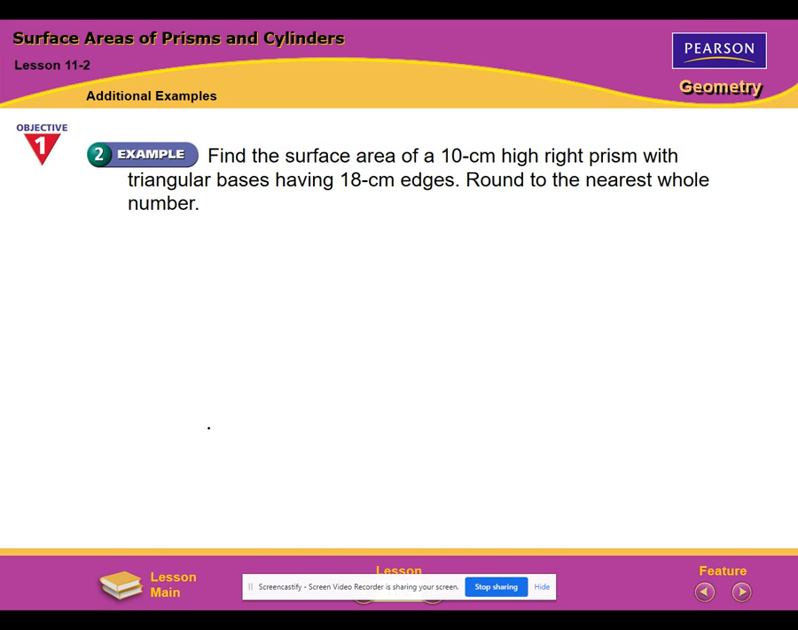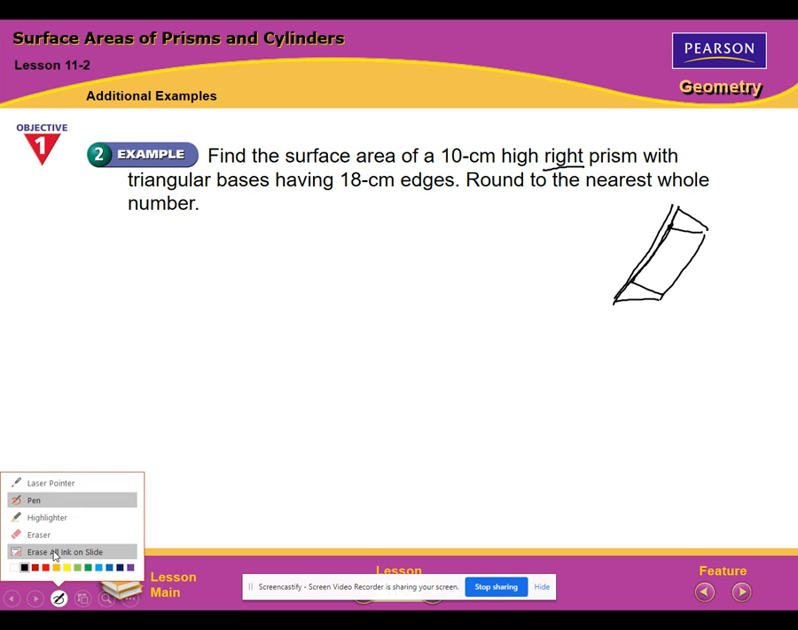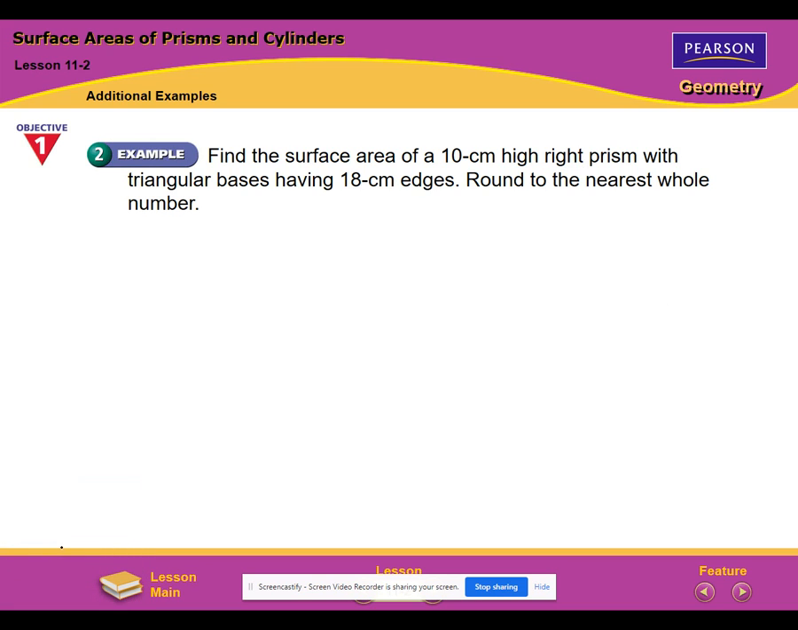Okay, next one says find the surface area of a 10 centimeter high right prism with a triangular base having 18 centimeter edges. Quick note on a right prism, that just means that the lateral edges are perpendicular with the bases. If it's not right, it might look something like this, where it's kind of tilted, if you will. Okay, not like that. We're not talking about that. And even if we were, the formula ends up being the same thing.